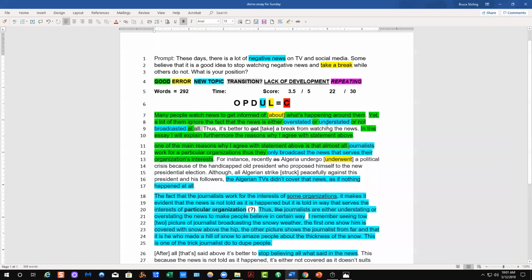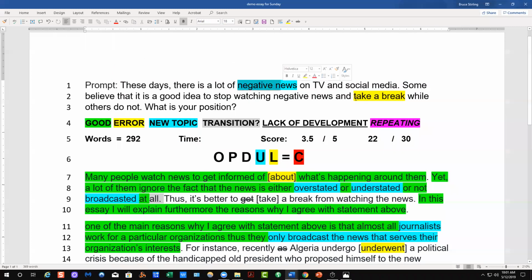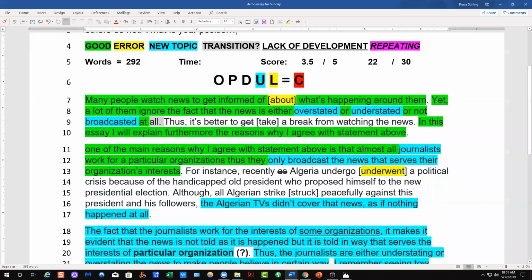So what would I tell this test taker if he or she were my student? I would say, number one problem is you're off topic. Make sure you read the prompt and make sure you identify the topic. The topic is negative news. What about it? The controlling idea is taking a break from it. That's what this writer does not focus on. They just kind of got an idea and they ran with it. Well, I'll just talk about this idea.